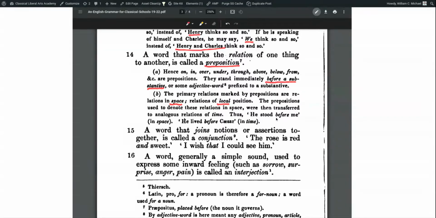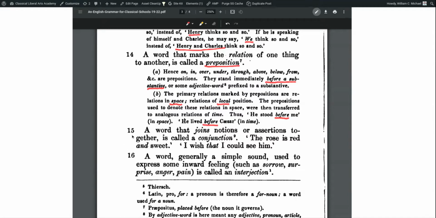For example, if I say, he stood before me, here, before means in front of me, and it means in front of me in place. He stood in front of me. But we can also take this preposition to mean in front of me in time. So for example, he lived before, in front of Caesar, not in place, but in time. He was before him, as if he was before him in the line of history. So prepositions can be used in a couple of different ways. That's the point of that note there.